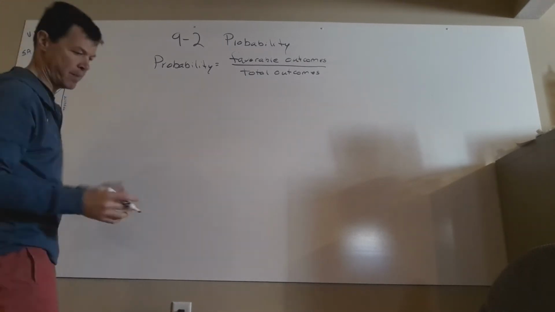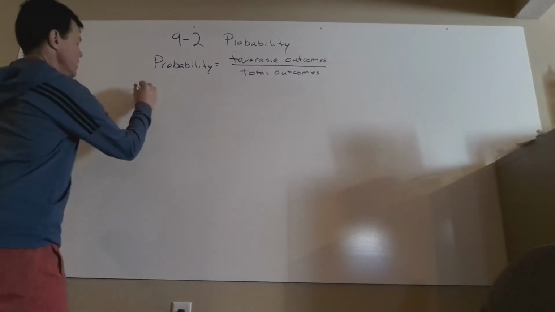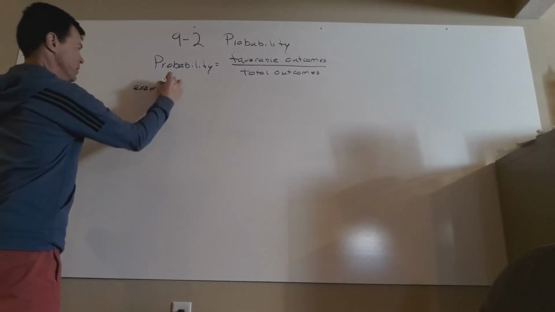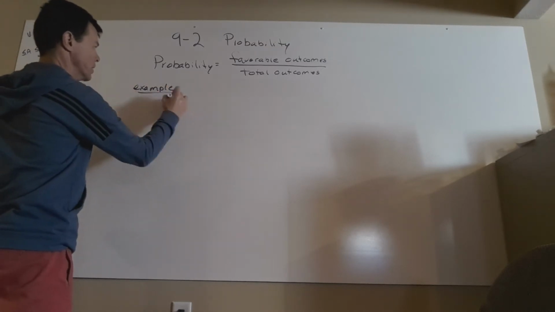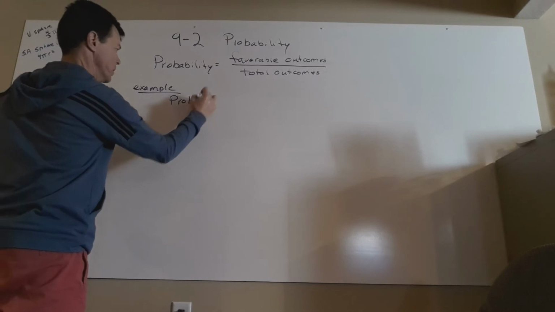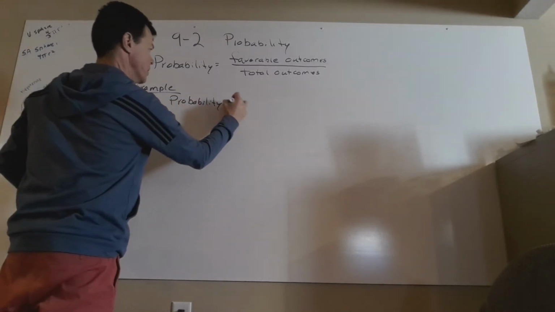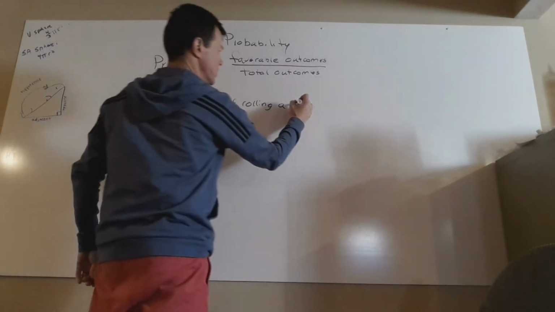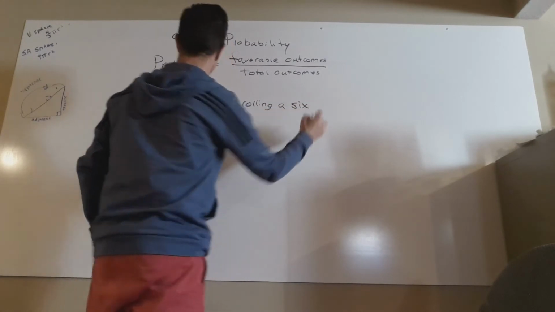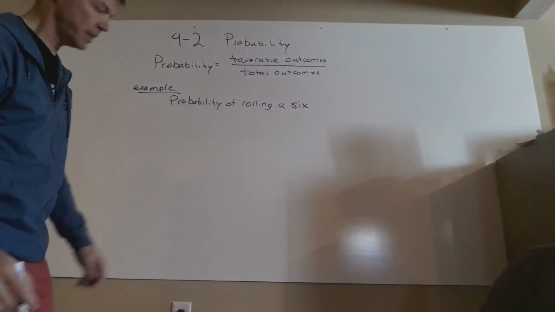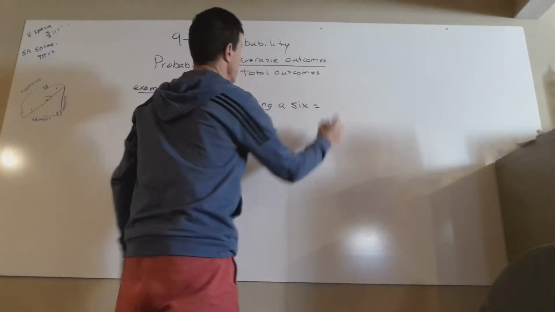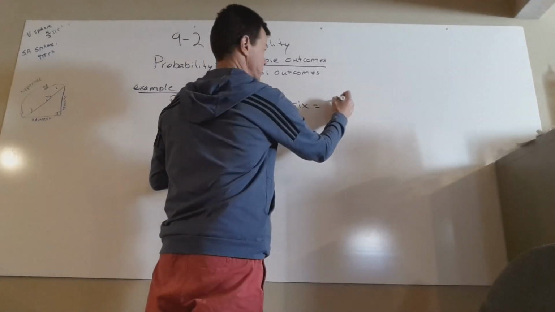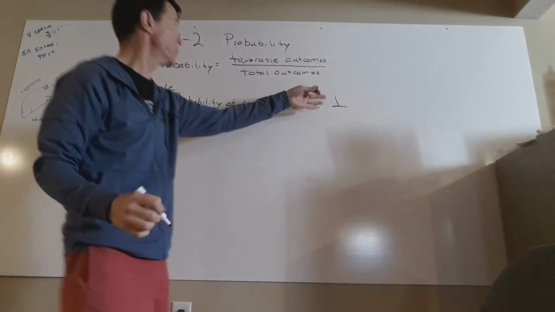So let's say we're going to do something here with dice for our examples. Probability of rolling a 6. Okay, so we've got dice. Probability of rolling a 6. How many sixes are on a dice? There's obviously just one. One 6 is on a dice, so that's why you would have your 1 on top here.